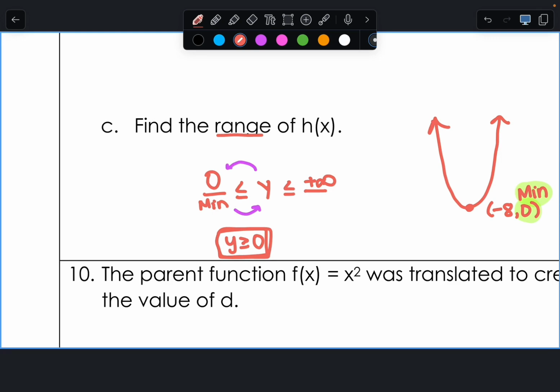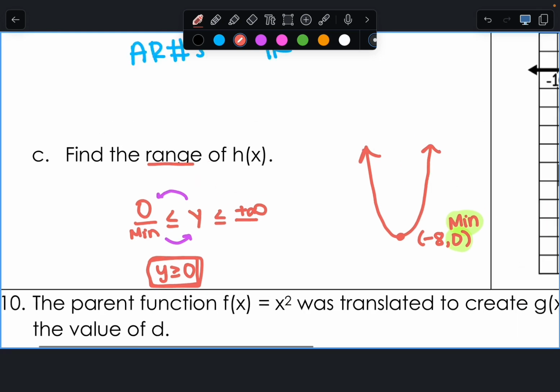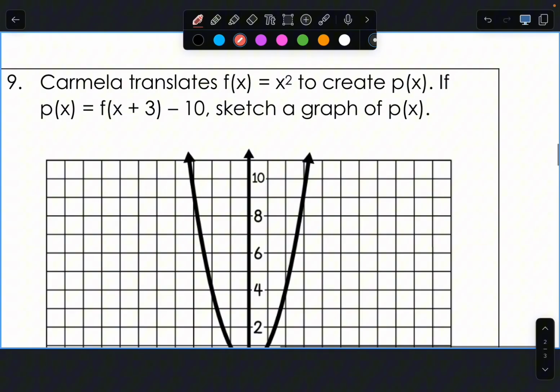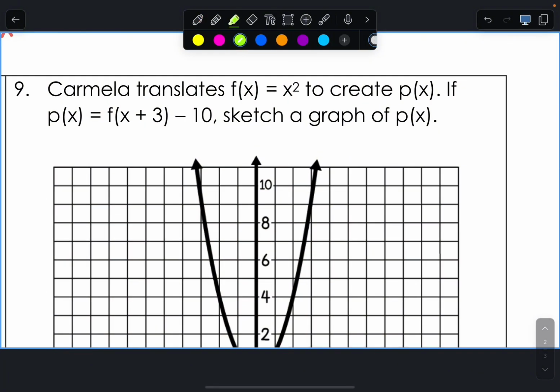No. Okay. Look at number 9. We have a graph. It started off as x squared. That's your parent function. And it became f of x equals (x + 3)^2 - 10. That is written in vertex form. So what was changed? The K.